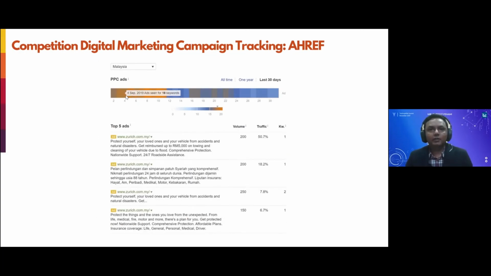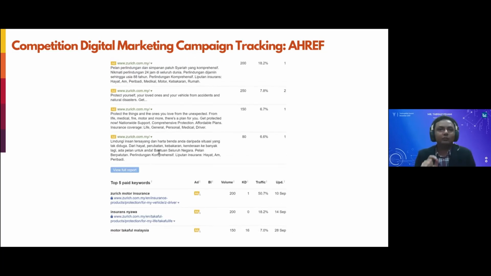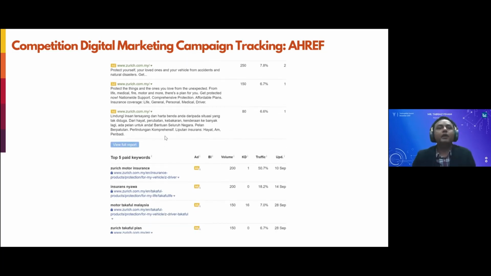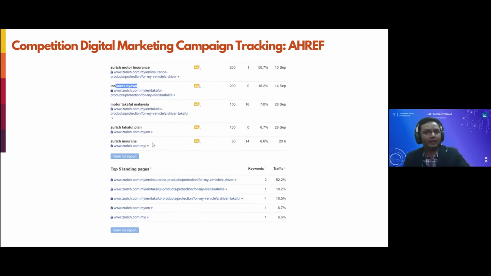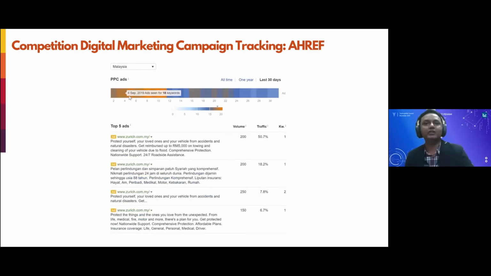Then there is a tool called ahref.com. This is basically a search engine optimization tool, but they also have some other very powerful tools as well. Like this example that I'm showing you over here, you can see the digital marketing campaign that a particular company is actually running. So you can put up a keyword and see, for that keyword, what digital marketing campaign your competition is running, like what Google ads your competition is showing.